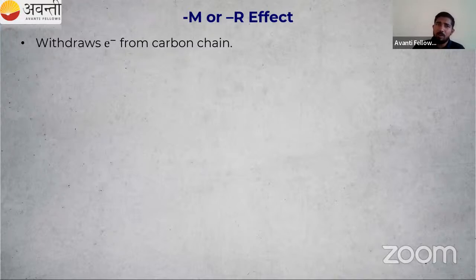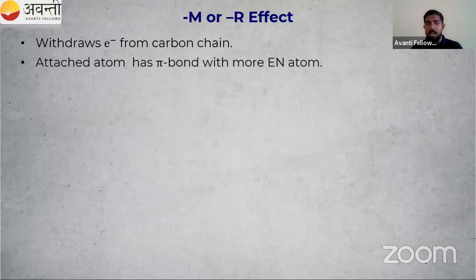Still he is taking money from me. Okay, so negative impact on me. So that group, he is a villain. My friend is a villain. He is taking all the money, so it withdraws electrons from the carbon chain.